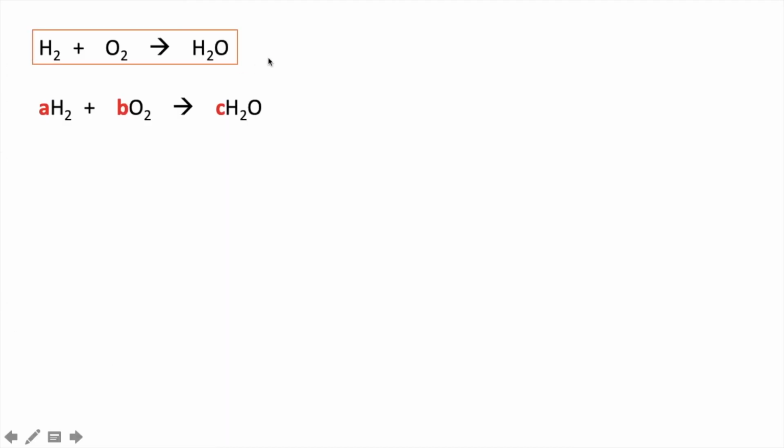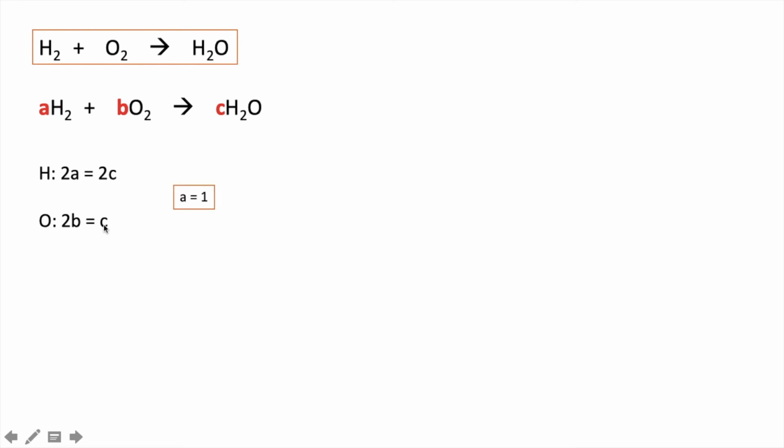How to form water. The first step is putting letters in front of each substance, and we write the equation for each element. In this case, we only have 2: hydrogen and oxygen. How many hydrogens do we have on the reactants side? 2. So 2A, nothing in B, and 2C. How many do we have of oxygen? 2B is equal to C.